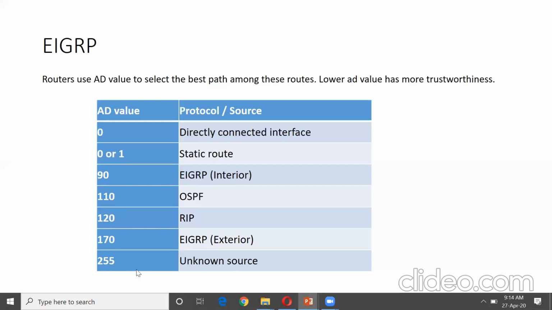So the best protocol among the given list is EIGRP interior. Why? Because the AD value of EIGRP is the lowest among these. 0 is lowest, but it is directly connected, so there is no need of any routing protocol to reach that destination. So 0 AD value. Static route 0 or 1. So among these 5, EIGRP interior is the best one.